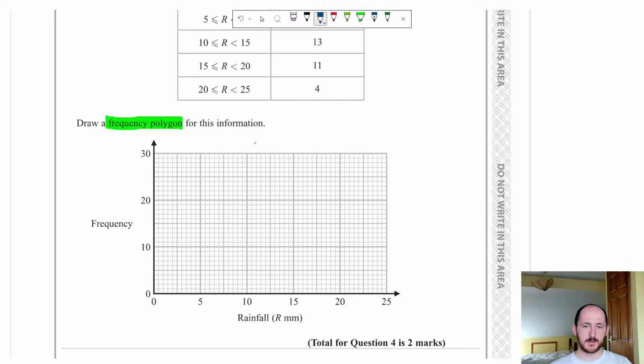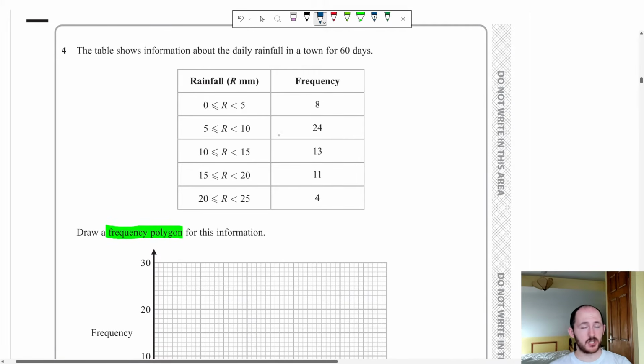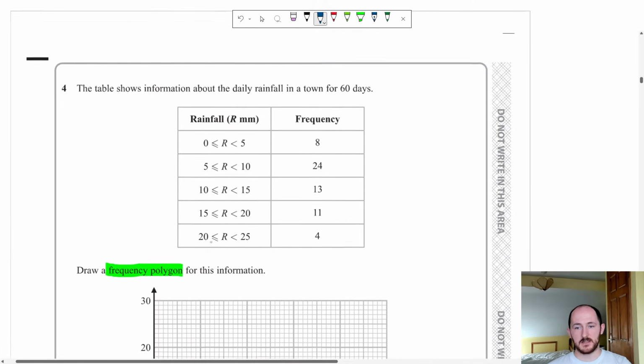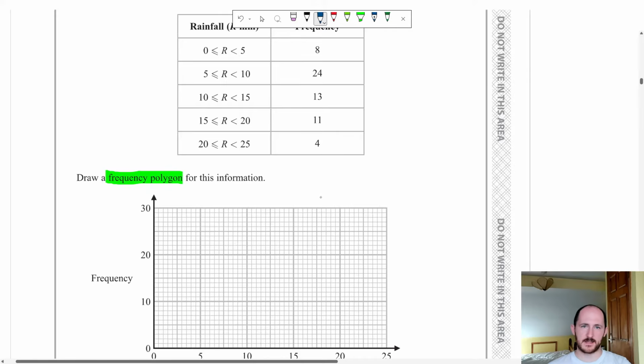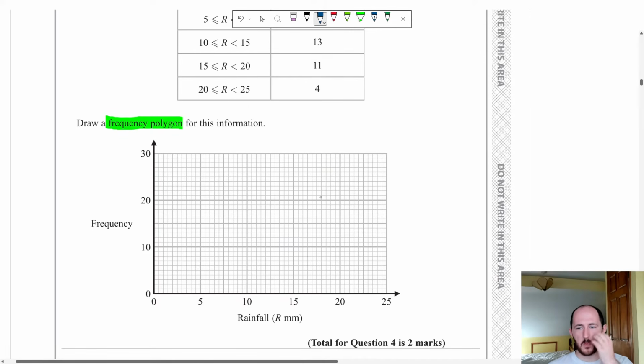So I've had students draw histograms for this because they see frequency and their brain auto-fills in frequency density. And so they draw a histogram. The problem is you can actually draw a histogram with this. It's completely possible because it's the same information you need for a histogram. And likewise, you can also draw a cumulative frequency graph because you have the information required for a cumulative frequency graph. But it doesn't give you the marks, and that's the problem.